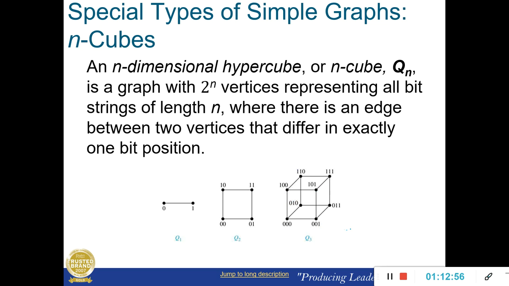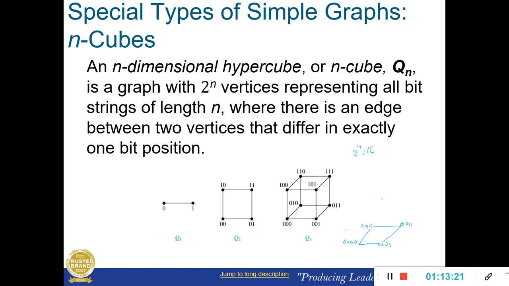Let's say you want to create a 4-bit hypercube; 2 to the power of 4 is 16. So you have here 0000, 0001, 0010, and this one is 0011. Connect all these four.